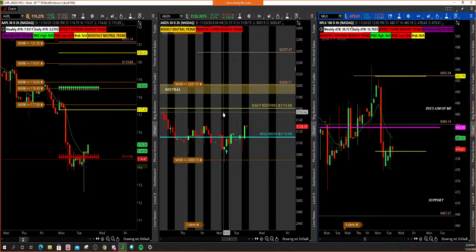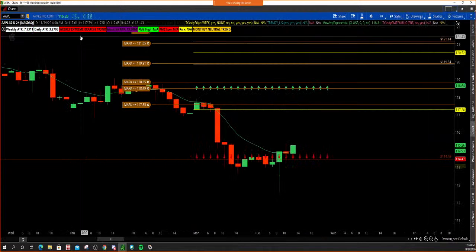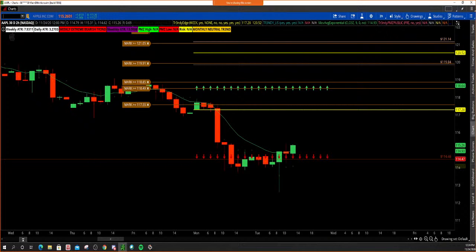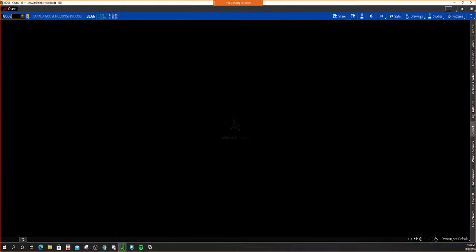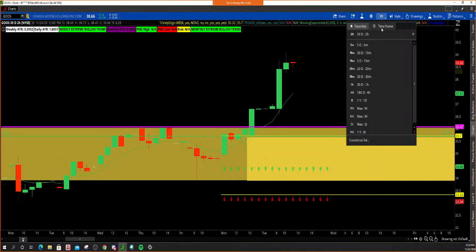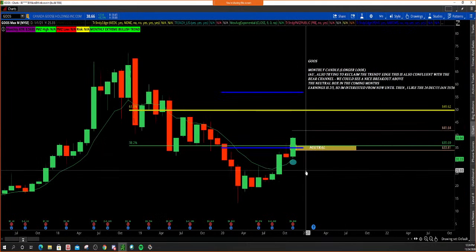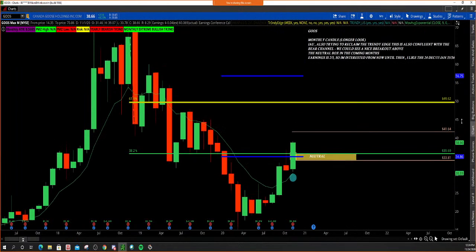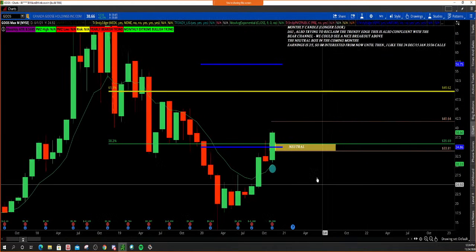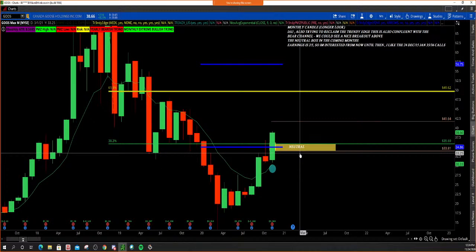Okay? Those were for the charts that actually pushed up. All right? Let's go ahead and go over GOOS. This is a long-term trade that I put into the room. This was based off a monthly chart. That's right. I can't make this stuff up. This is an absolutely beautiful chart.